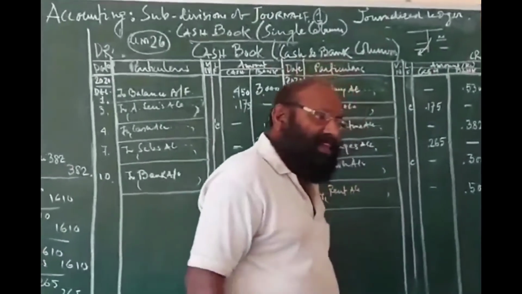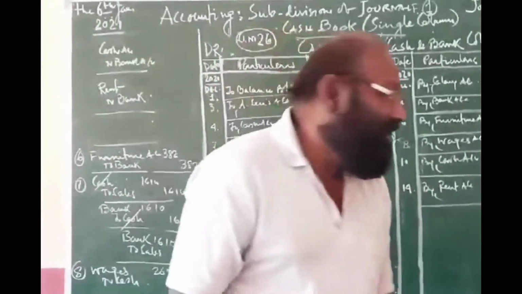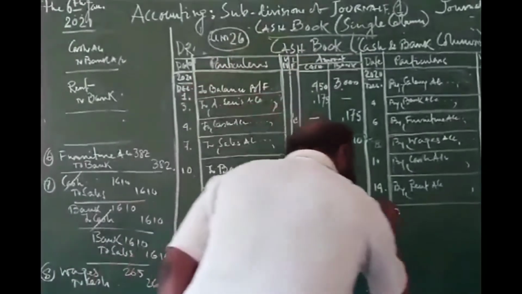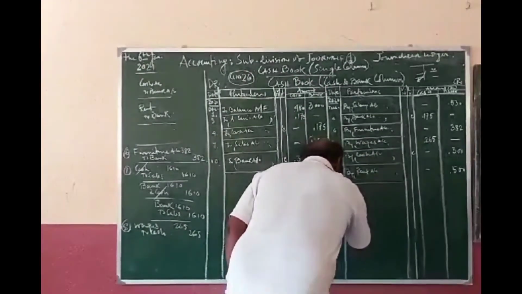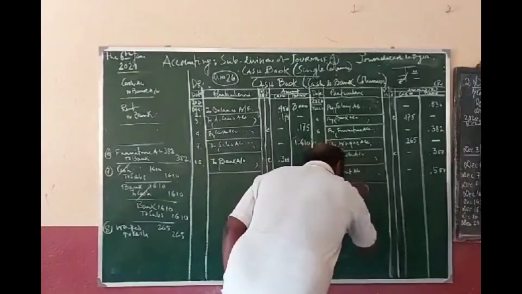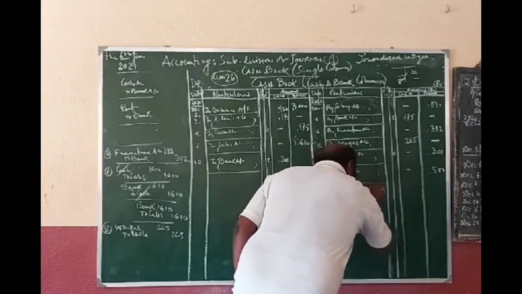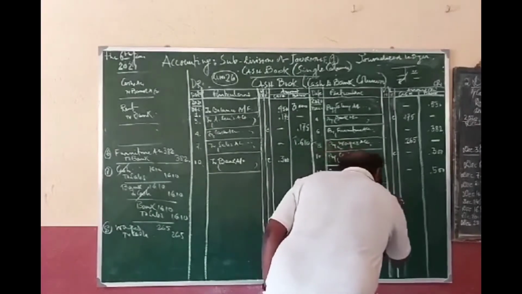You have purchased goods for cash. Clear? So what is very quite common? Purchase account debit to cash. So we should write by purchase, by purchase account. Being the goods purchased for cash.